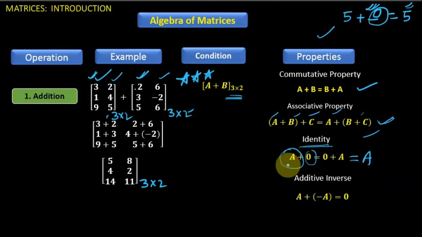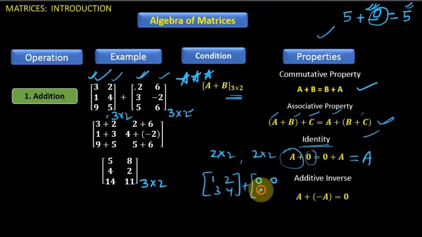So here also, if A is a matrix of order 2 cross 2, then the 0 matrix should also be 2 cross 2. 0 matrix means null matrix. Suppose this is my 1, 2, 3, 4 plus the 0 matrix. 0 means all zeros, but the order should be the same, 2 cross 2, right? If you add these two, again you get 1, 2, 3, 4, right? 1 plus 0 is 1, 2 plus 0 is 2, 3 plus 0 is 3 and 4 plus 0 is 4, that's it. So the 0 matrix or null matrix is the additive identity, right?